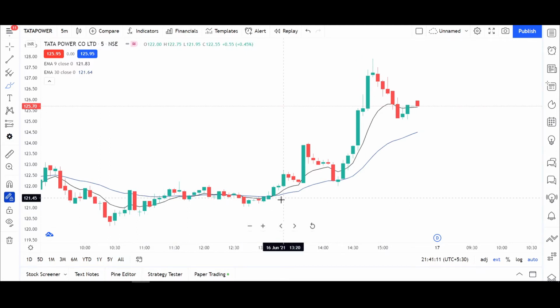So when the 9 EMA cuts the 30 EMA from underneath it, from below it, it indicates a buy signal. So when the black moving average, the black line, cuts the 30 moving average, the blue line, from below it, it indicates a buy signal. Okay. So the buy signal is not our entry point. The buy signal just indicates that the market may take a bullish trend, as it has taken here.